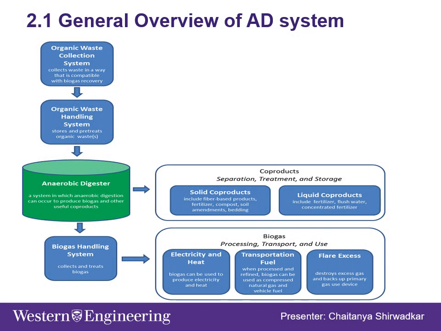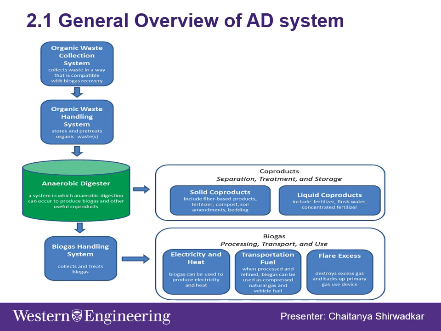Starting from the general overview of the anaerobic digestion system, we have a flow chart which shows how organic waste is converted into biogas and valuable byproducts. So let's break it down step by step. This process begins with the collection of organic waste. This waste can come from various sources including food scraps, agricultural residues, and animal manure. The collected waste is then moved to the organic waste handling system where it is stored and prepared for the digestion process.